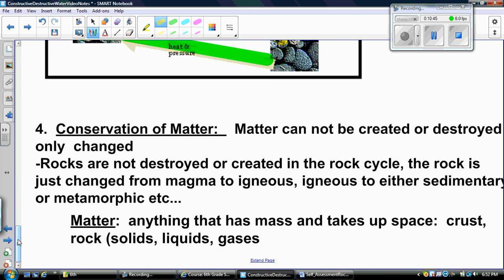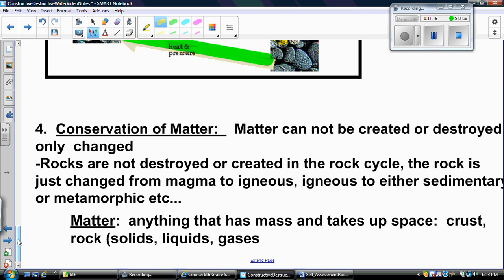Okay, so what does this mean? This is a huge theory in science that you're going to see all throughout middle school. It's called the theory of conservation of matter. It states that matter cannot be created or destroyed, only changed. So when we look at the rock cycle, this is a perfect example of conservation of matter. You will see how this theory goes across all sections of science: biology, chemistry, physics, and geology, which is what we're looking at right now.